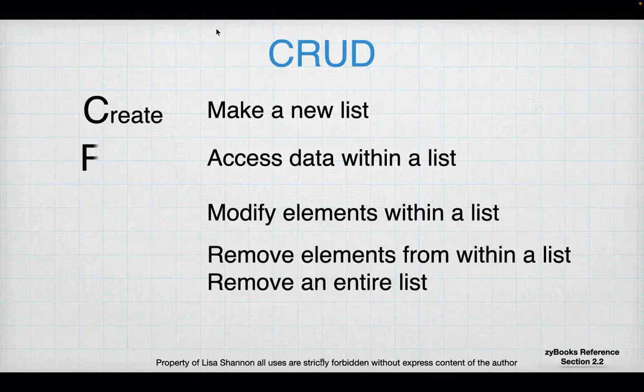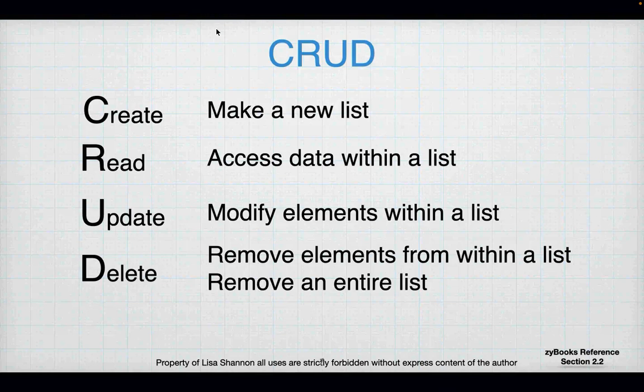Okay, so what can we do with a list? Well, CRUD. You will hear me use this terminology throughout this class. CRUD means create, read, update, and delete. Those are the things I can do to a list or to any collection. Create means I make something new. Read means I get at the data within that list somehow. Update means I'm going to change the list in some way. And delete means I'm either going to delete something from that list or I'm going to delete the whole list. So that's what CRUD means, and we're going to talk about CRUD as we go through this class with lots of different things.